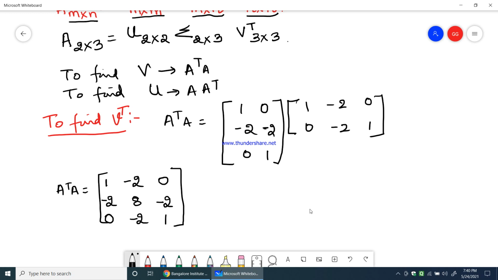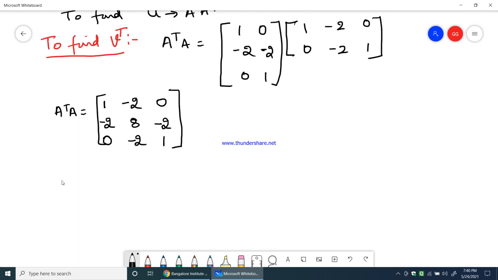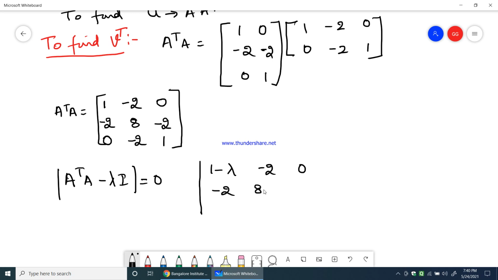Now our next job is to find the determinant of A transpose A minus lambda I. So we will find the eigenvalues now. So A transpose A minus lambda I equals 0. Therefore I will be getting the matrix [1 minus lambda, minus 2, 0; minus 2, 8 minus lambda, minus 2; 0, minus 2, 1 minus lambda]. The determinant of this will be equal to 0.